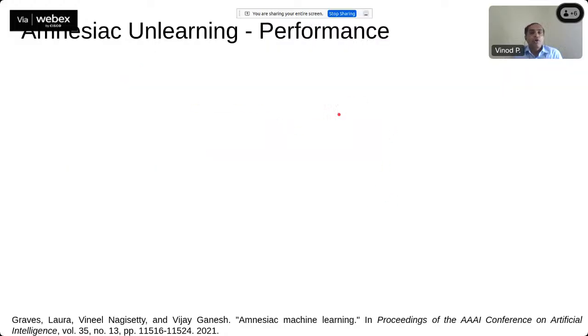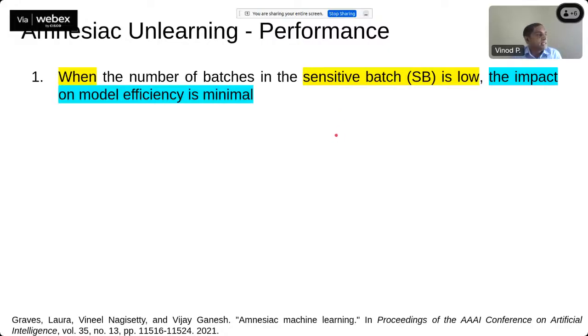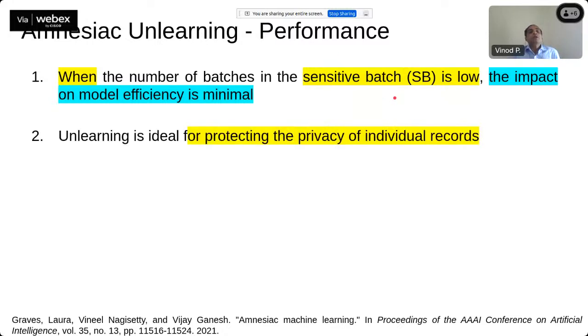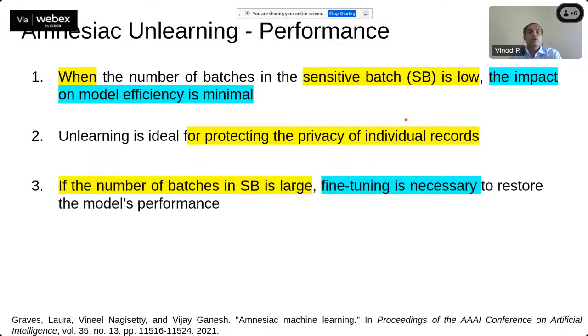So if we look at the performance and try to understand the positive part of MBSIC unlearning, it will perform very well if the number of sensitive batches is low, because the impact on the overall performance of the model will be minimal. So, to summarize, this will be effective if I would like to remove an individual data point, or if I would like to protect the privacy of individual records.